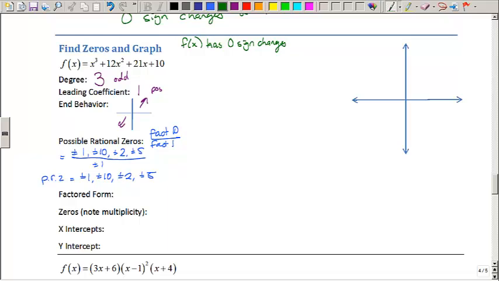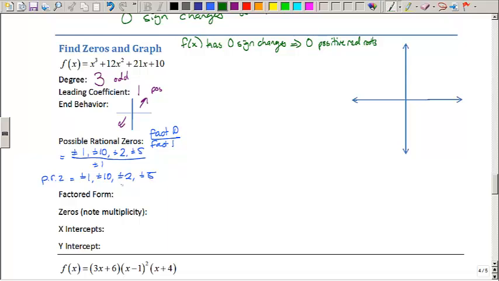Positive to positive, positive to positive, positive to positive. There are no sign changes, which tells me that I have 0 positive real roots or zeros. No sign changes means I have no positive real roots. That didn't take me any time at all. Because I have no positive real roots, I'm only going to be trying the negatives.